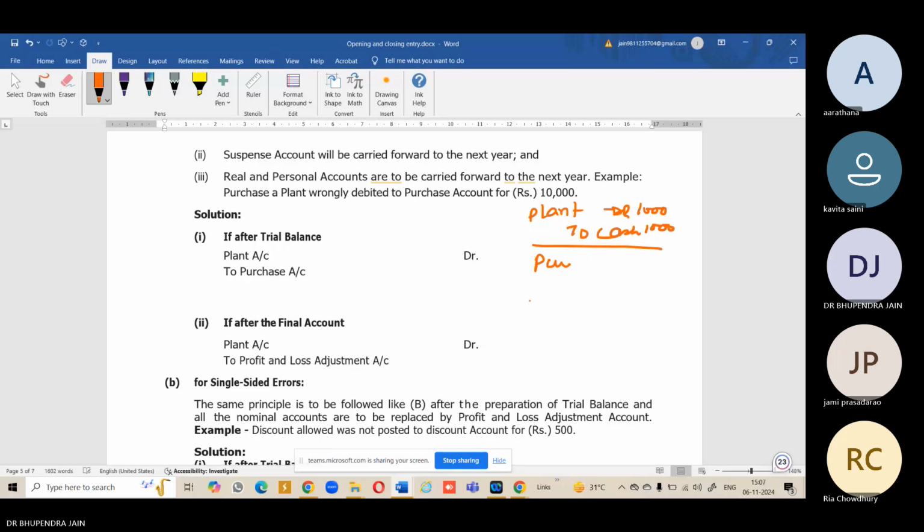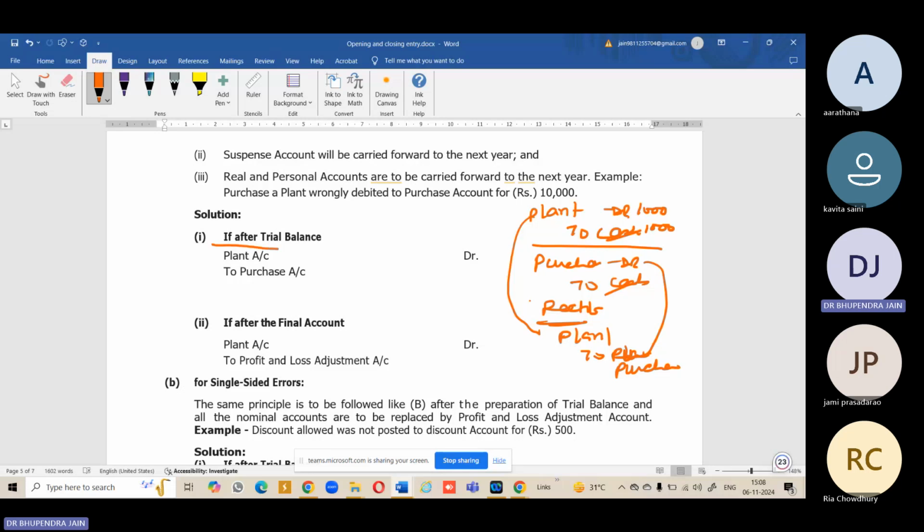Purchase account debit to cash would be the wrong entry. The rectified entry: cancel it. Write down the correct entry on the correct side, or write down the wrong entry with the opposite side. So after the trial balance, plant account debit to purchase account, or after the final account, plant account debit to profit and loss adjustment account.